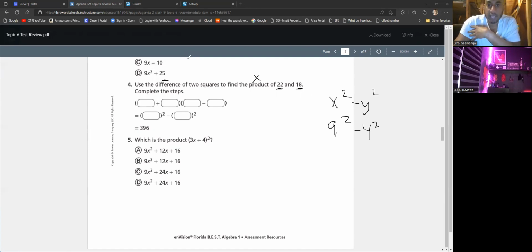How can we break this number down? Is it simplifying it? No. How can we break the 22 down? Dividing by 2. Why do we want to divide it by 2? You said break it down. Why did you choose 2? Because 2 could go into 22 and 18. Okay, that's true.